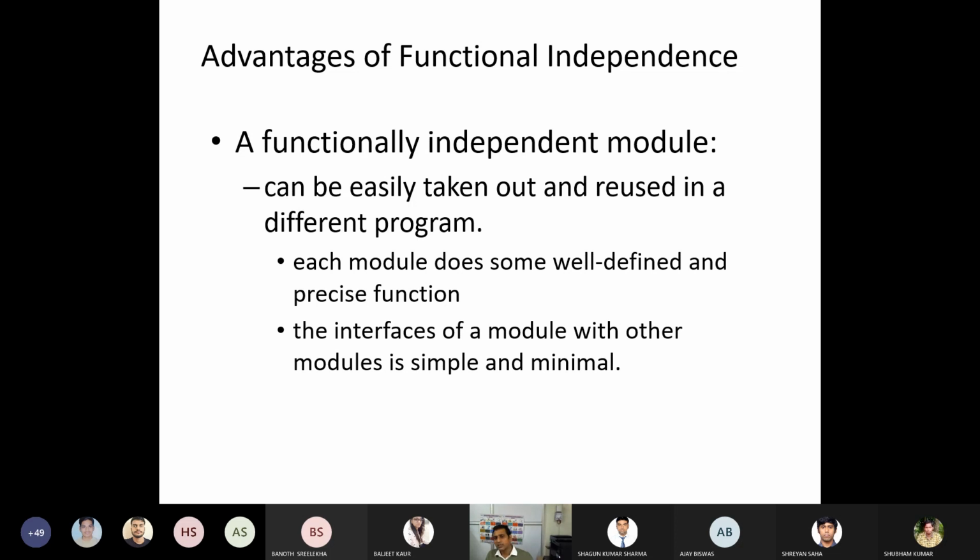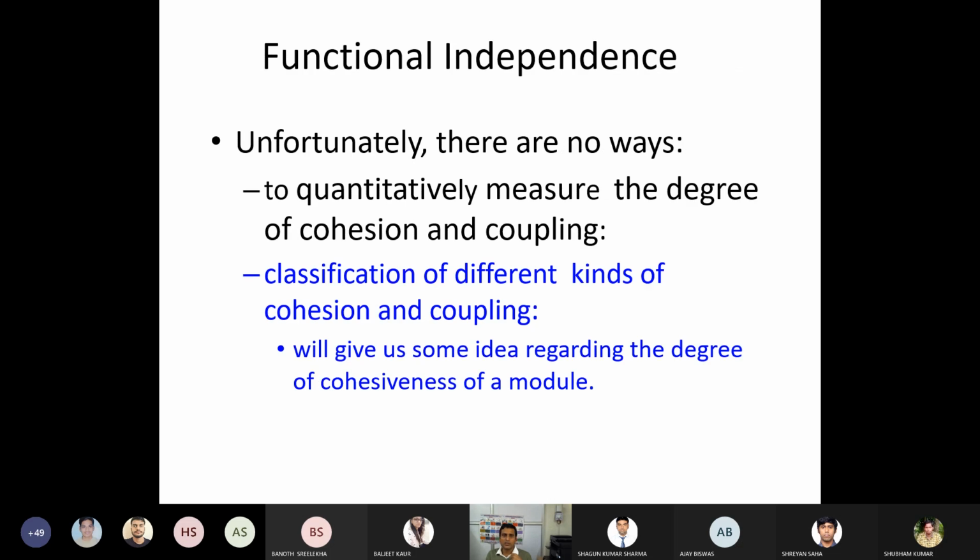If they are very much dependent, then what will happen? The interface that you need to design between these modules must be a complex one, because much of the data will be exchanged between the two modules. As a result, you need complex interfaces. Unfortunately, there is no way to quantitatively measure the degree of cohesion and coupling, okay.